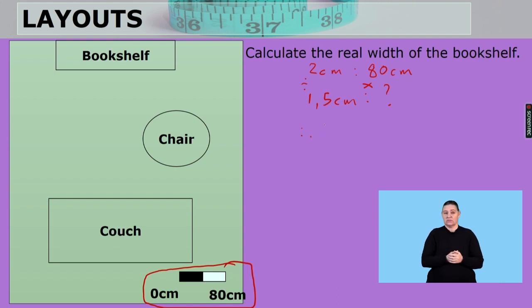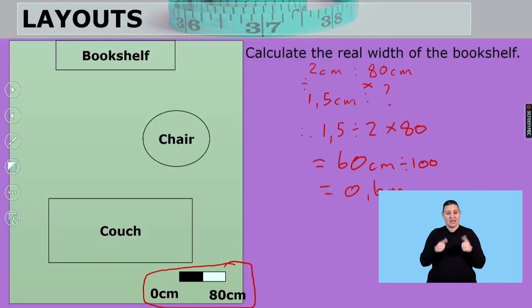Therefore, 1,5. Let's try that again. All right, that's 1,5 divided by 2 times 80. Yes, we're getting there. This answer gives me 60 centimeters. Like before, we've got to divide by 100, and that takes me to 0,6 meters. Very well done. Nice work.